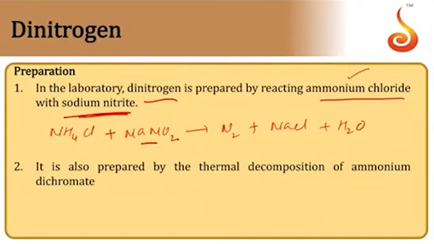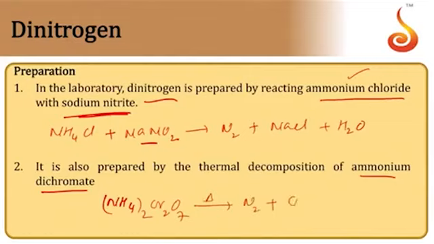It is also prepared by thermal decomposition of ammonium dichromate. So ammonium dichromate, that is (NH4)2Cr2O7, on strong heating gives rise to N2 plus chromic oxide plus water. So it is also prepared by thermal decomposition of ammonium dichromate.